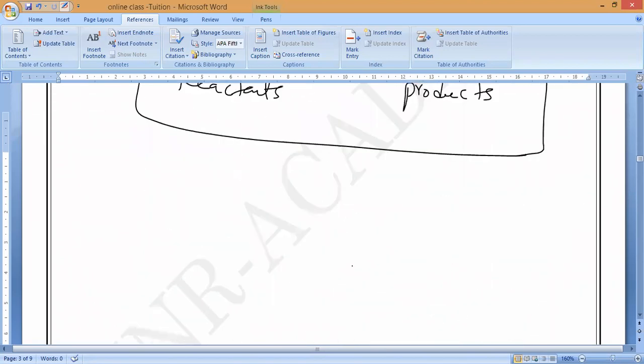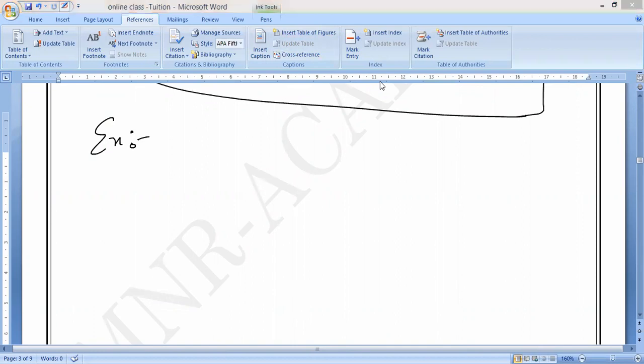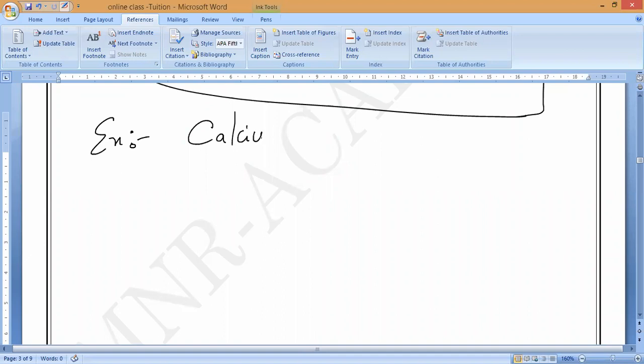Okay, now let me take an example. The number of atoms count must also be the same. Yes or no? The number of atoms also must be the same. For example, let me take calcium carbonate. What is the calcium carbonate formula? Anybody can say? CaCO3, sir. Very good.